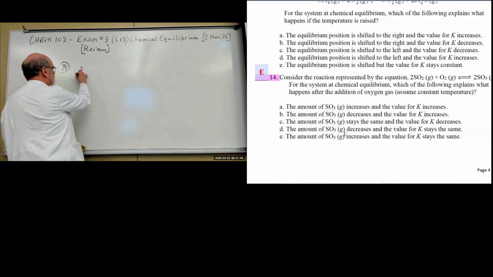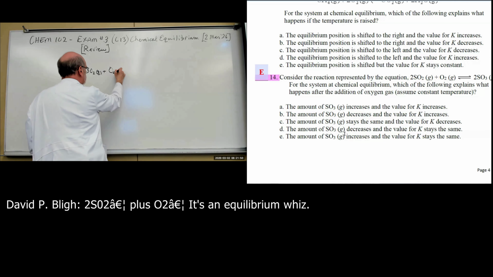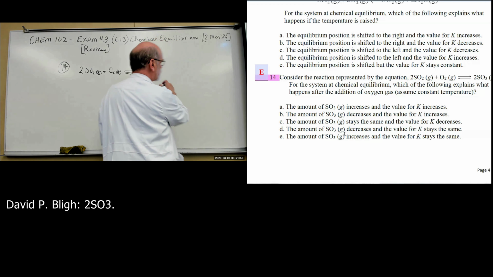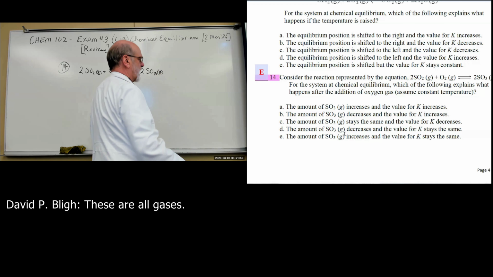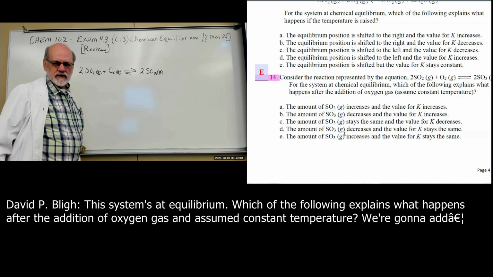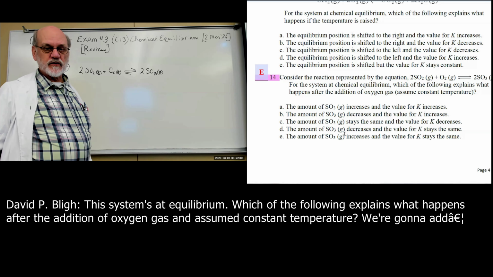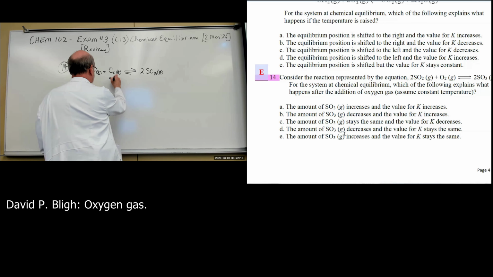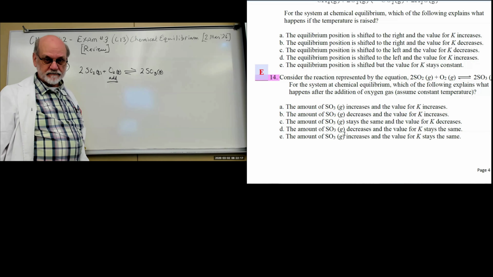2SO2 and O2. 2SO2 plus O2 is in equilibrium with 2SO3. And these are all gases. Okay. This system's at equilibrium. Which of the following explains what happens after the addition of oxygen gas and assume constant temperature? We're going to add oxygen gas to an equilibrium situation.